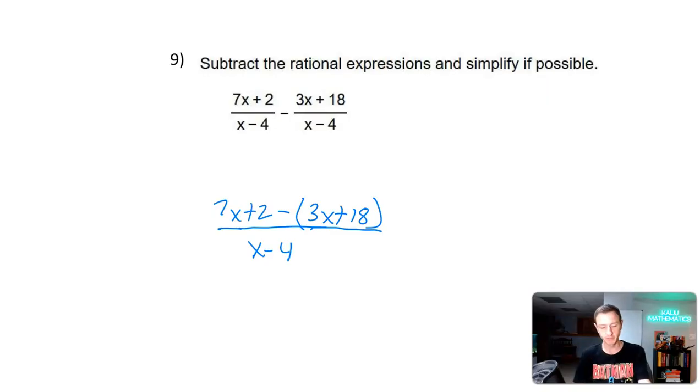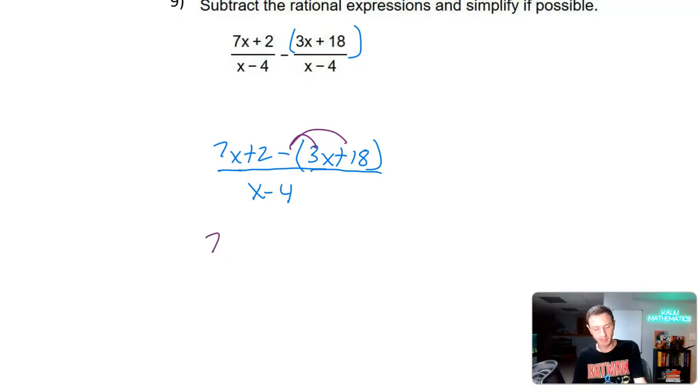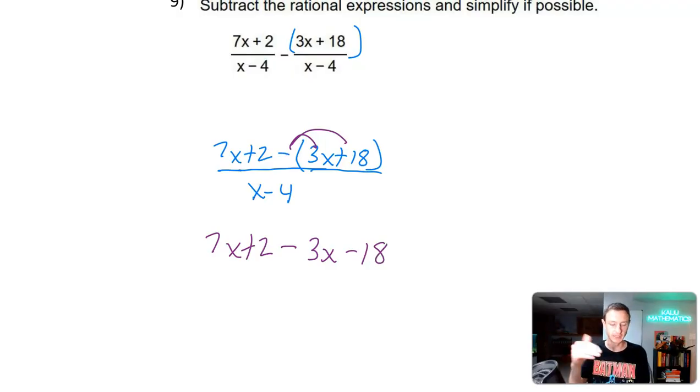If I do not put parentheses, I'm not going to subtract off the entire 3x plus 18. I'll just have 3x plus 18 like that. So that's why I need to put it in parentheses, so I know I have to subtract off that whole entire statement, meaning I have to distribute the negative into here. So I'm doing 7x plus 2 minus 3x minus 18. I'm taking the opposite sign, or negative 1 times 3, negative 1 times 18, over x minus 4.